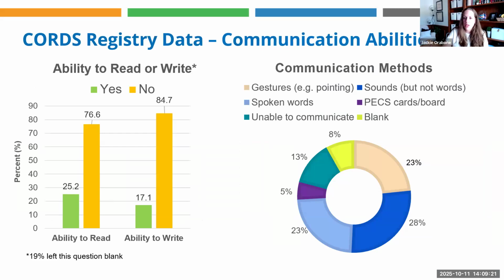Okay, so what do we look at here? We ask about their overall communication abilities. So, are these individuals able to read or write? And how do they communicate, right? So the majority communicate with sounds, not words, although 23% communicate with spoken words, and then there's all sorts of other mechanisms, boards, and gestures.